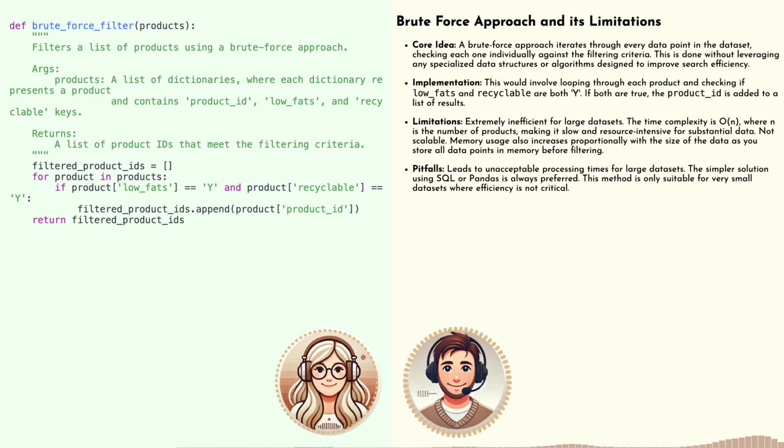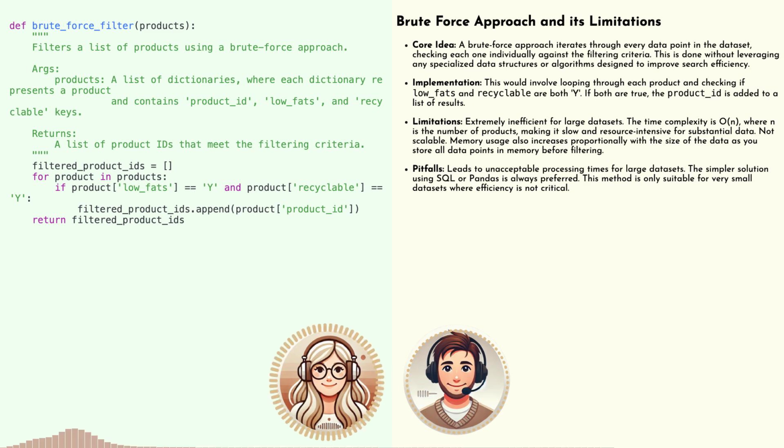Right. And before we jump into the really clever solutions, I think it's worth talking about that first thought, the one most programmers have, that brute force approach. Oh yeah, the check every single item method. Tried and true sometimes. Precisely. It feels intuitive at first. You think, okay, is this product low fat? Yes. Good. Is it also recyclable? If so, great, grab the ID. But as our database grows, this gets really slow.